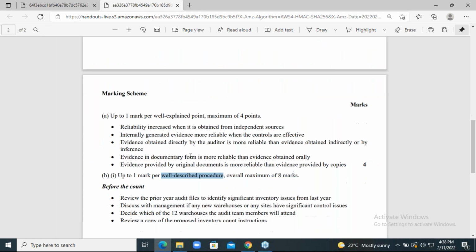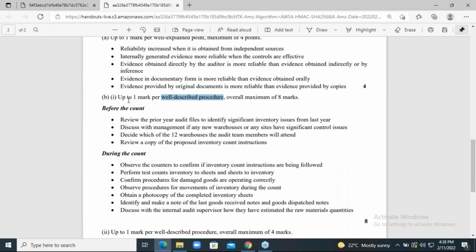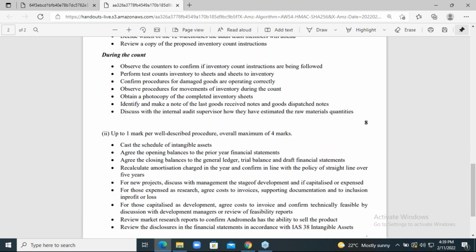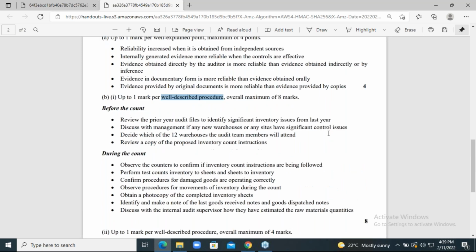This is what the examiner meant by up to 1 mark per well-described procedure and overall maximum of 8 marks. So you cannot get more than 8 marks, and you can get up to 8 marks if you are going to write like that. So this is how this question is going to work.